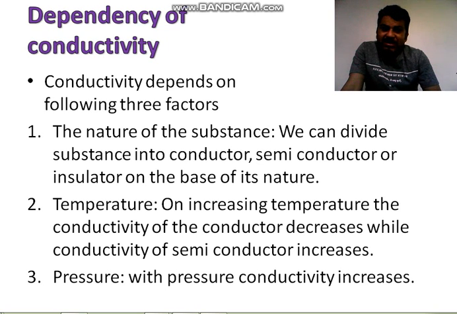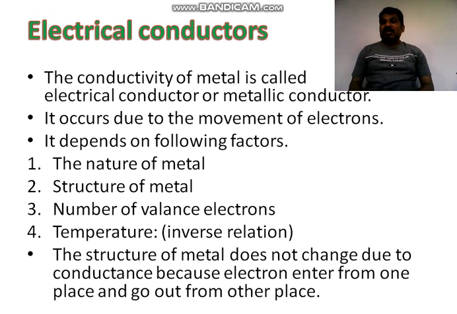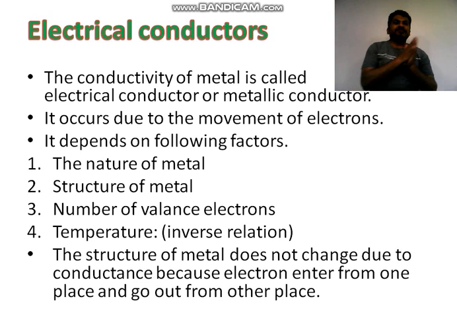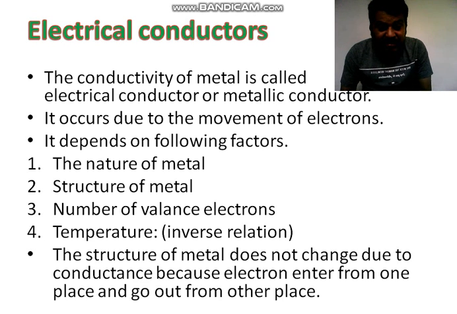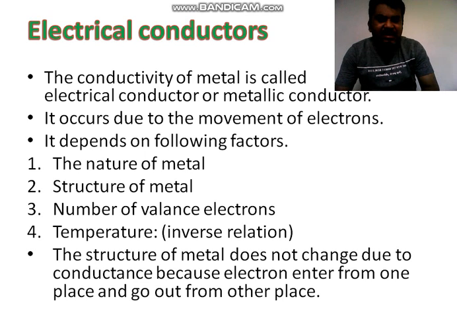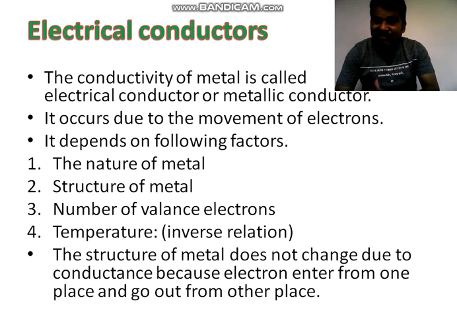So that is our basic idea of electrical conductors. Now, in this theory we are going to talk about conduction in two parts. One part is conductance by electrons and the other is conductance by ions. So we have divided this into two portions: one is the electrical conductors and the other is the ionic conductors. First we will look at the electrical conductor.